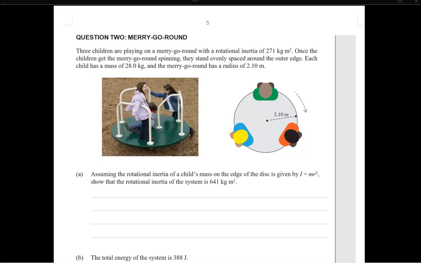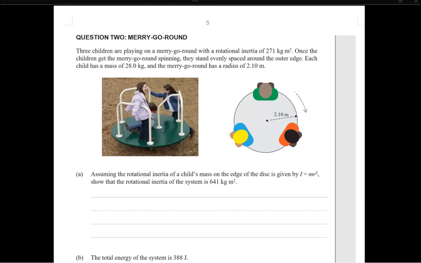Hi guys, so this is question 2 of the 2019 Mechanics 3.4 exam. So we're just going to continue off from part 1. So this question, part 2, will be on rotational motion. So let's just get started.